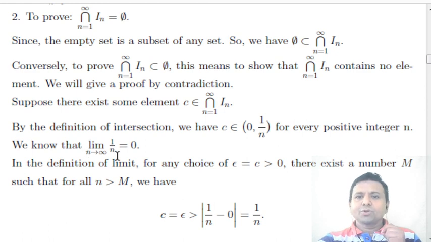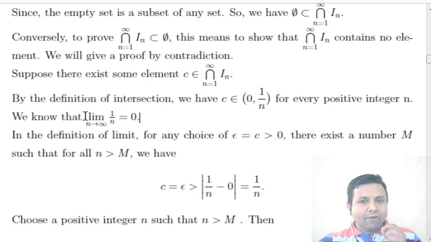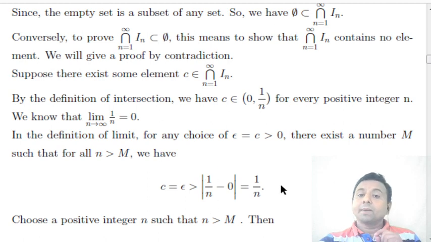the limit as n tends to infinity of 1/n equals 0. Here n runs from 1 to infinity. So what is the original definition of this limit? By the definition of limit, for any choice of epsilon, call it c, greater than 0, there exists a number m such that if n is greater than m, then the modulus of 1/n minus 0 is less than epsilon. So c, equal to epsilon, is greater than |1/n - 0|, and this equals 1/n.